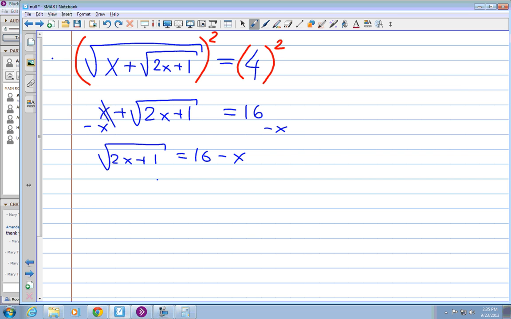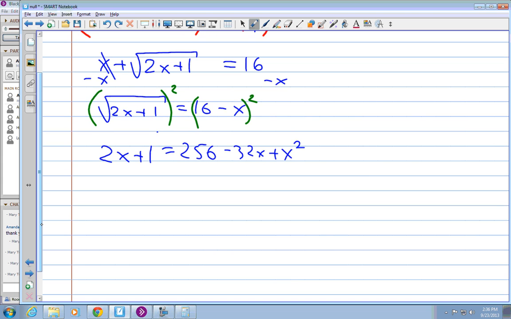Now again, radical is isolated, so go ahead and kill it. So I'm going to square both sides. So that gives me 2x plus 1 equals 16 squared, 256, is that right? Minus 32x plus x squared. So again, you either FOIL or you do the formula with a double product in the middle. So now there are no more radicals left. This is a quadratic equation on the uglier side of quadratic equations.